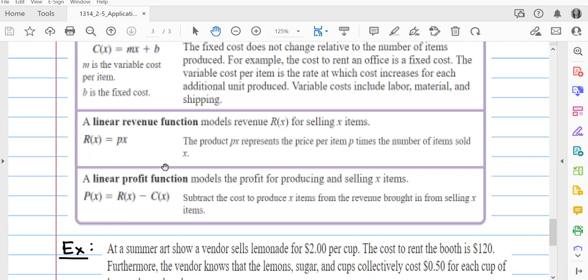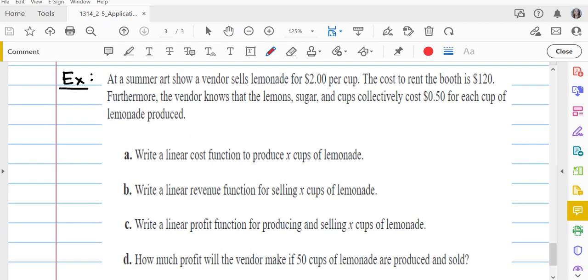Then you have what's called the linear profit function, and it models the profit for producing and selling X items. What I always remember is that profit is equal to revenue minus cost: how much you make when you sell it minus how much it costs to make it. So now let's look at an example.